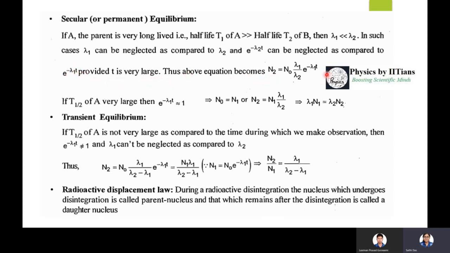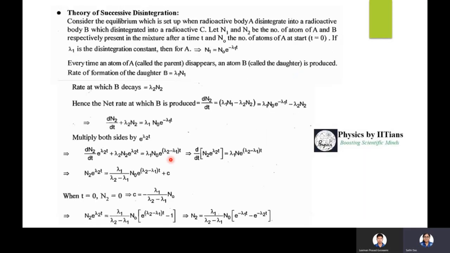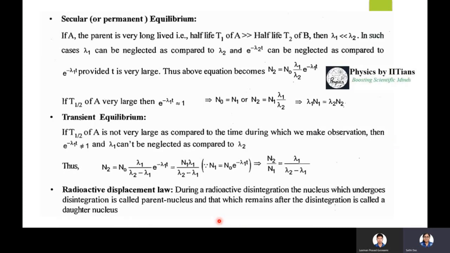So the equation we have arrived at here will become: e to the power minus lambda 1 t can be neglected, and we get lambda 1 n1 equals lambda 2 n2.